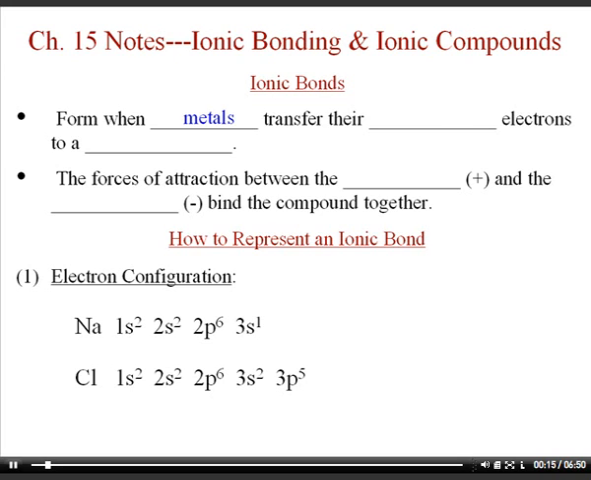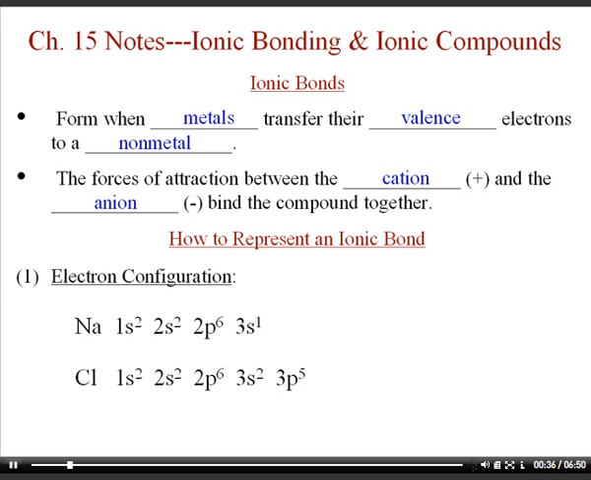It's formed when a metal transfers the valence electrons, which are on the outermost energy level, to a nonmetal. When this occurs, the metal becomes positive, which is called a cation, and the anion is the negatively charged atom, which is from the nonmetal. So we have a positive cation and a negative anion, and they bind the compound together.